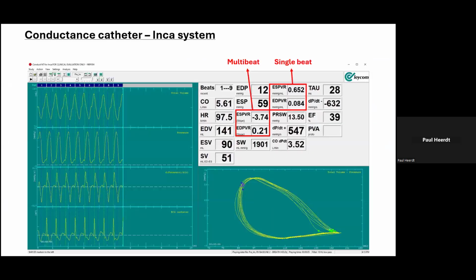This is the display you will find now from the commercially available device made by LACOM that is approved for use in humans. And this analytic module incorporates both multi-beat, when you can do caval occlusions, and single beat analyses. In this example, which is from the right ventricle, there's no caval occlusion or preload variation. So these numbers really don't make a whole lot of sense, and your primary analysis would be single beat metrics.